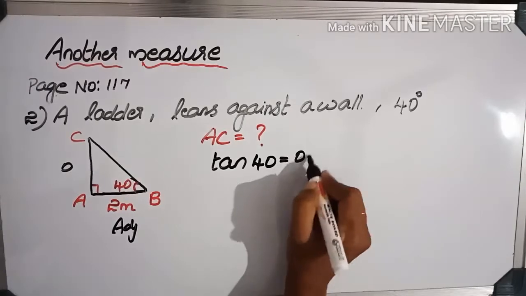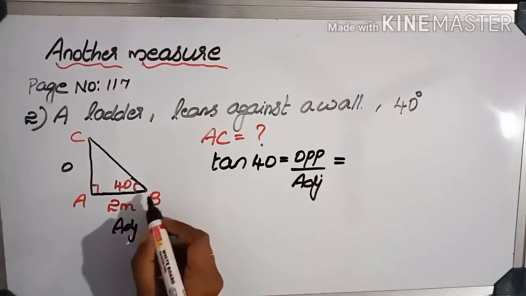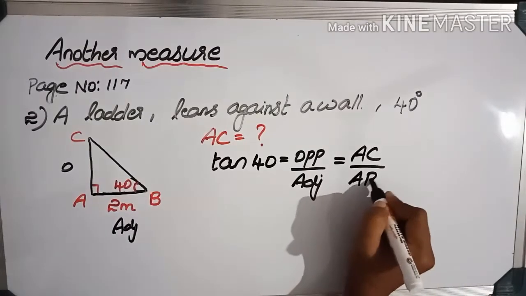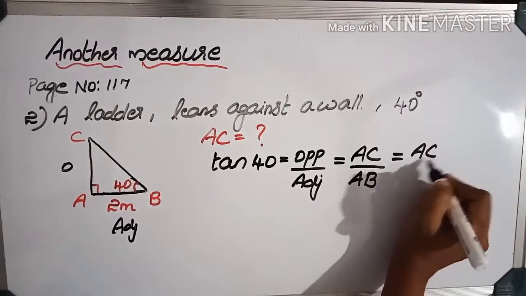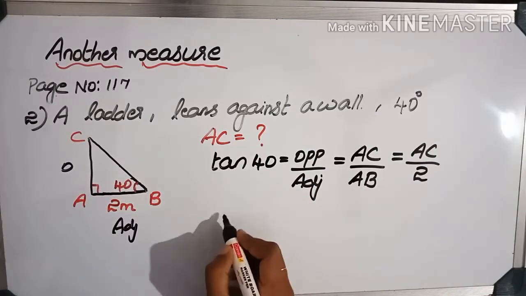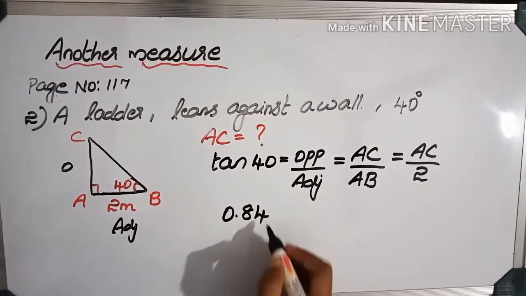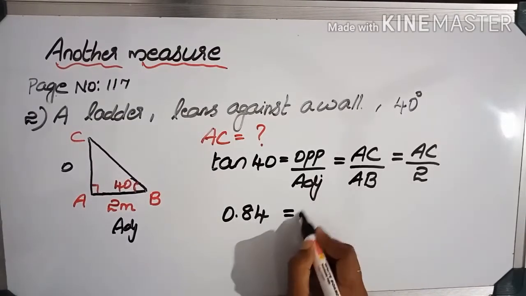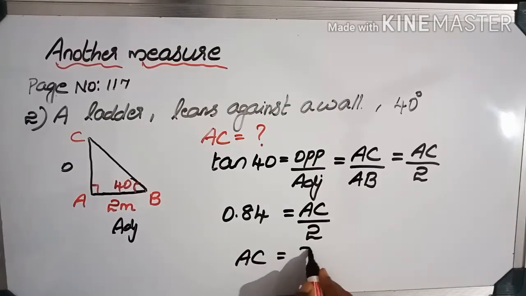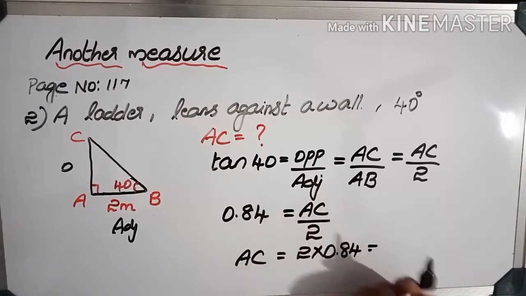So tan 40 equals opposite side by adjacent side, that is AC by AB. AC we don't know, AB we have, that is 2 meters. Now we need the value of tan 40. Tan 40 after simplification is 0.84. So 0.84 equals AC by 2. Now AC equals 2 into 0.84. You all know, it is just a calculation, nothing more.